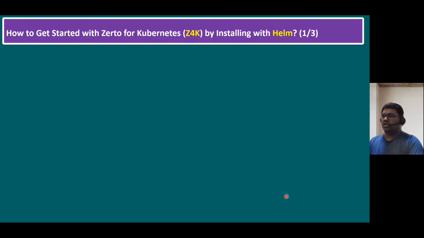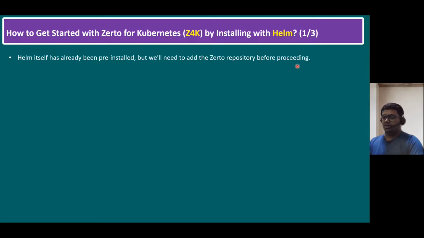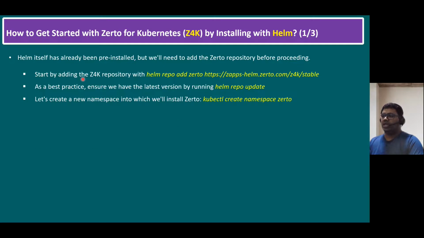In our lab, Helm itself has already been pre-installed, but we will need to add the Zerto repository before proceeding. Here are the steps. Start by adding the Zerto for Kubernetes repository with Helm. This is the command: helm repo add zerto, and we have to provide the public URL. It automatically captures this repository from the internet, so if you are working in your own environment, make sure that your system has internet access to run this command.